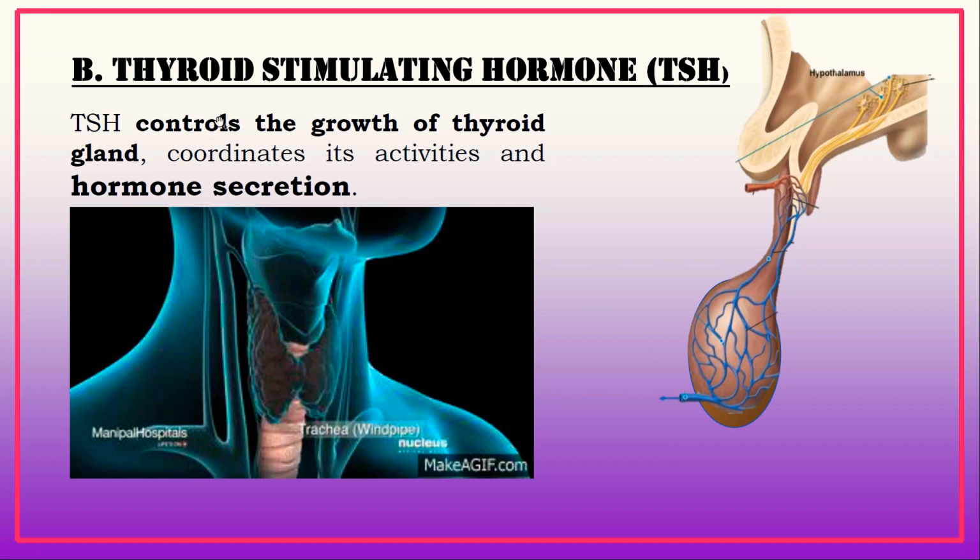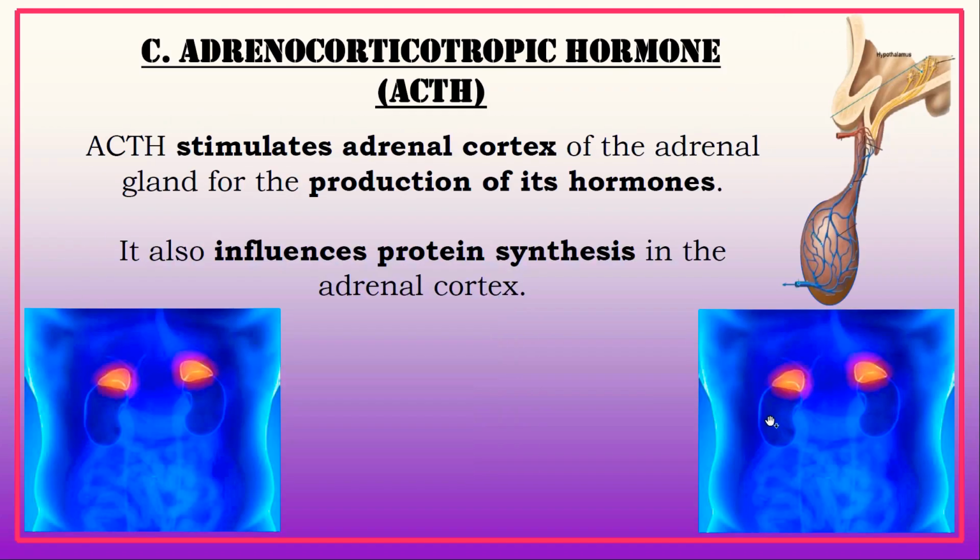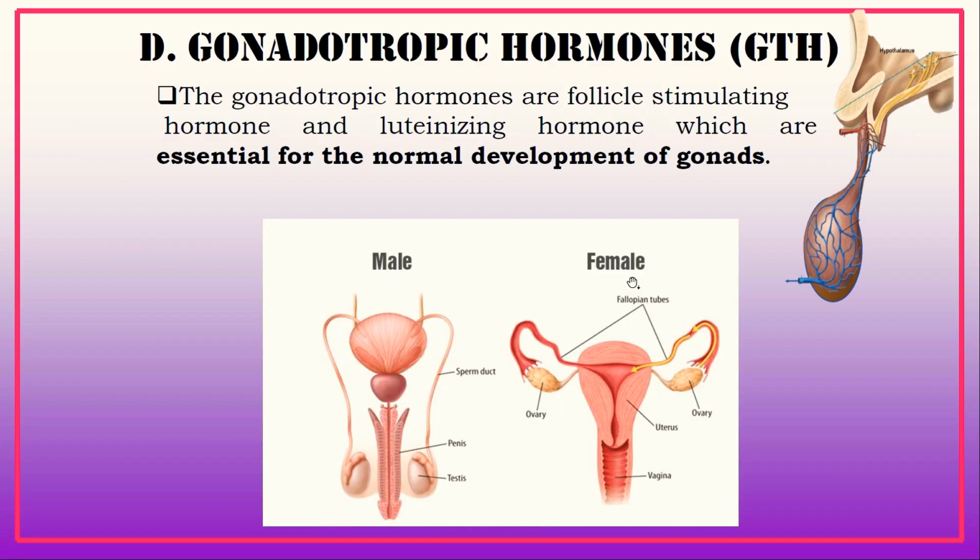The second hormone is called thyroid stimulating hormone or TSH. TSH controls the thyroid gland and coordinates its activities and hormone secretion. The third hormone is called adrenocorticotropic hormone, which stimulates the adrenal cortex for the production of its hormones. It influences the protein synthesis in the adrenal cortex.